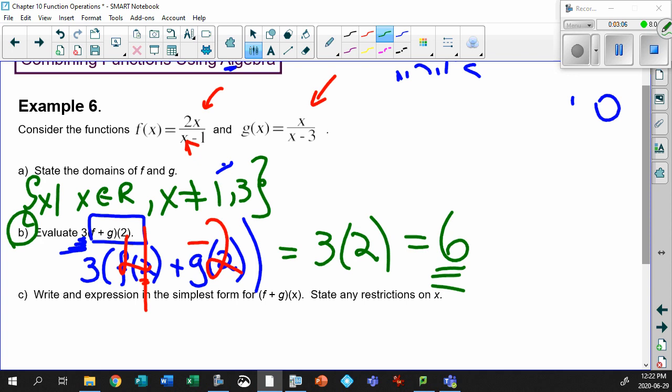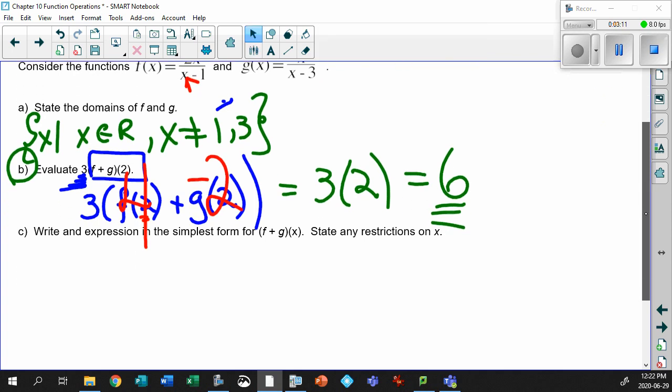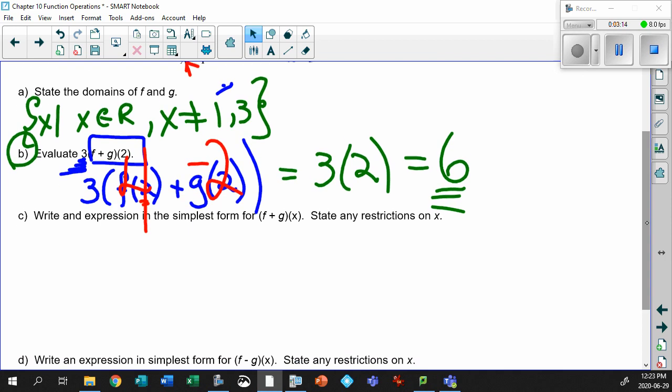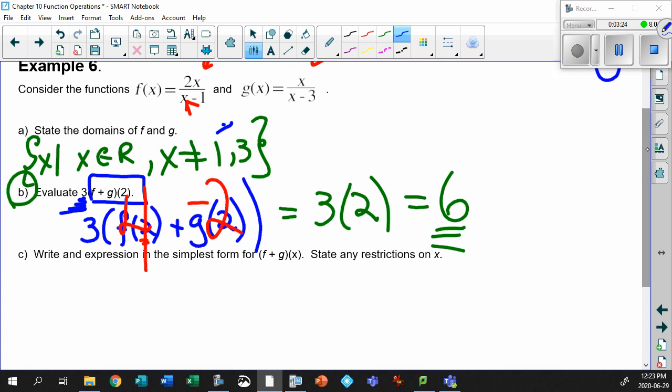All right, now check this out. This ought to be interesting. This one says, give me this expression in simplest form. Uh-oh, let's go figure that out. Okay, here we go. Let's go back to your originals. Our originals are these two. So we're going to combine them. We're going to say f plus g, algebraic. Ready? This is 2x over x minus 1 plus g of x, which is x over x minus 3.